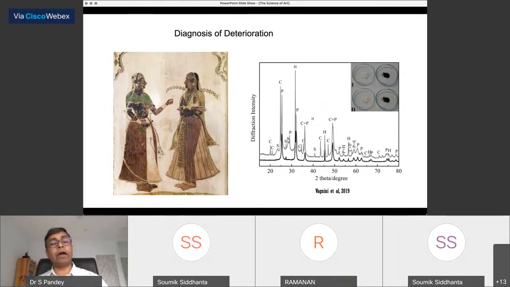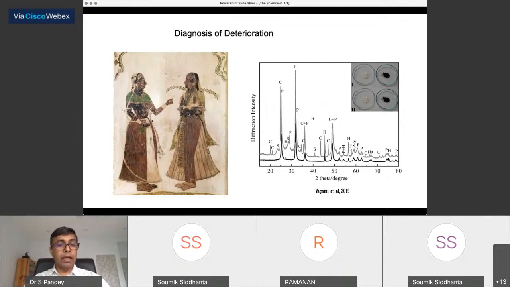And there are different mechanisms for how it turns black. Initially, we had believed that lead white turns black because it reacts with the hydrogen sulfide or sulfurous gases present in the atmosphere and converts into lead sulfide.